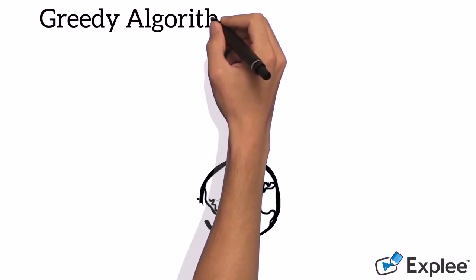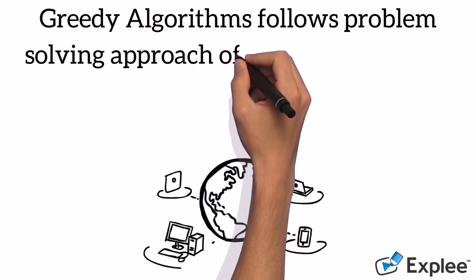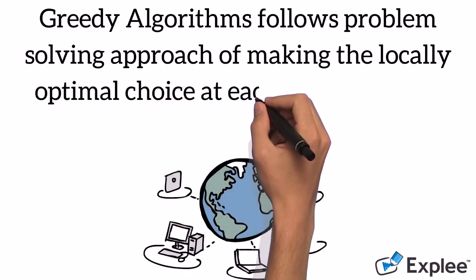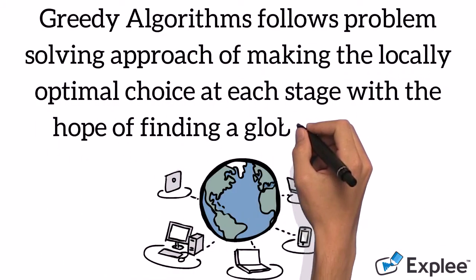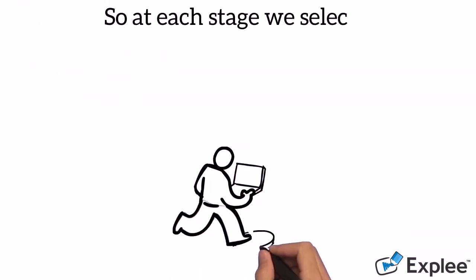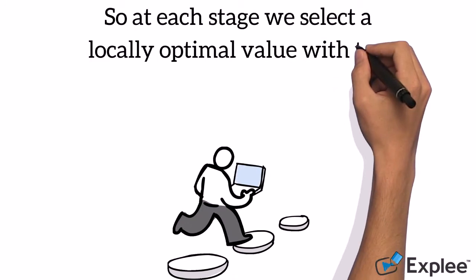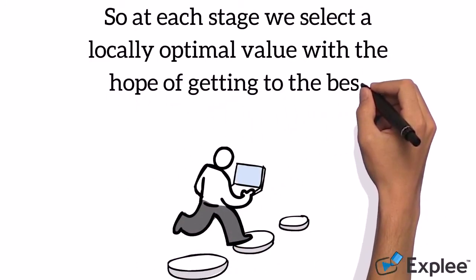Greedy Algo follows the problem-solving approach of making the locally optimal choice at each stage with the hope of finding a global optimum. So at each stage we select a locally optimal value with the hope of getting to the best possible solution.